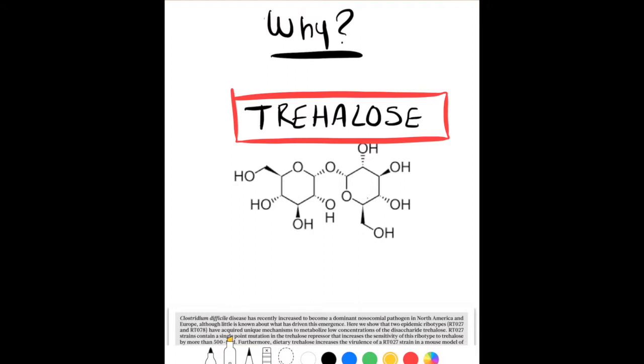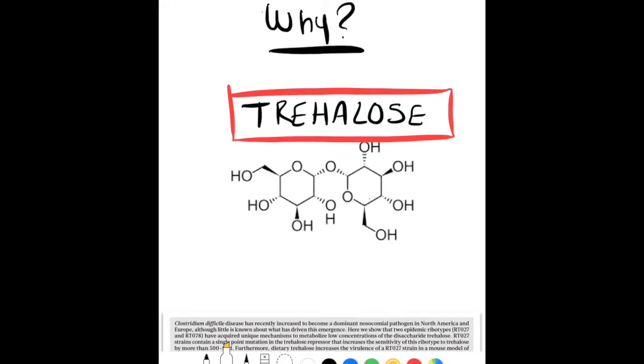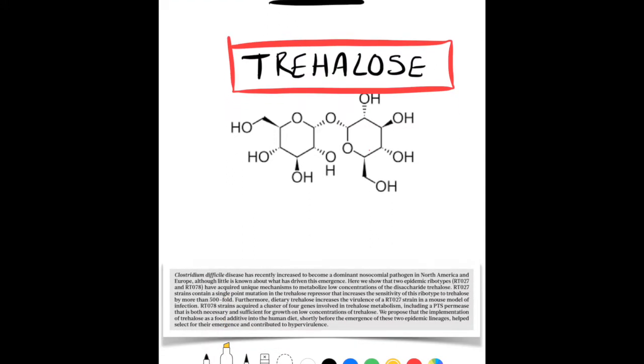The amazing discovery is that both strains, unlike other ones, can use low concentrations of the disaccharide molecule trehalose as a sole source of carbon. Therefore, the scientists of the article propose that the implementation of trehalose as a food additive into the human diet shortly before the emergence of the two epidemic lineages helped select for their emergence and contributed to hypervirulence.